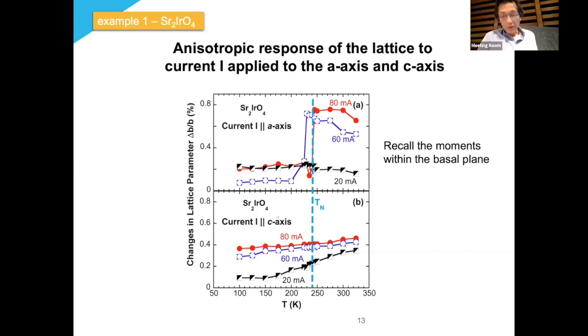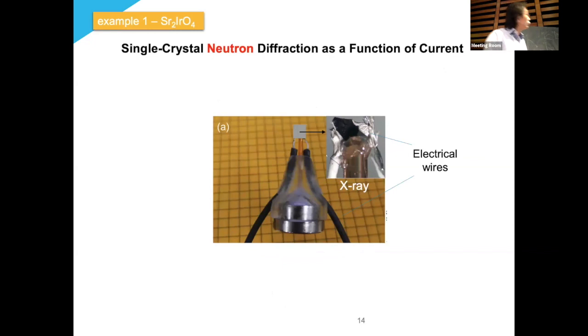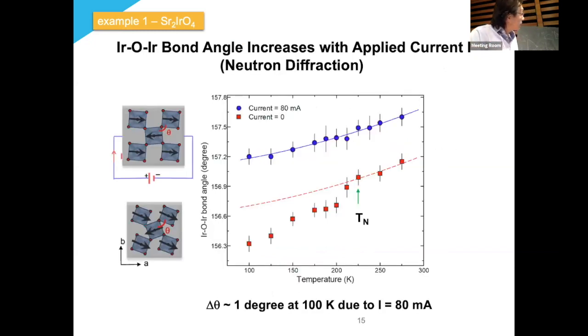This is X-ray diffraction in-house, and sometimes bond angles cannot be accurately determined. So we also did neutron diffraction at Oak Ridge. This is the setup, and these are just examples. What we see here are the oxygen-iridium bond angles. As we said earlier, one of the important structural features of this compound is the octahedral rotation about the C-axis by about 12 degrees.